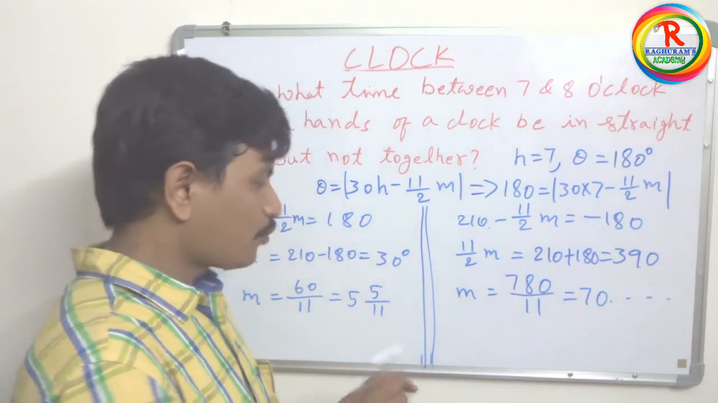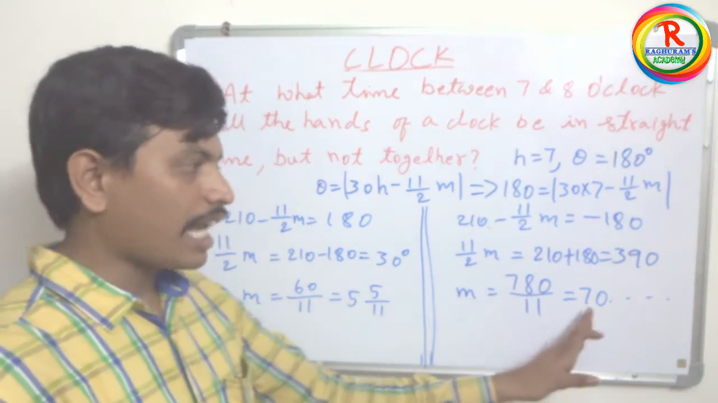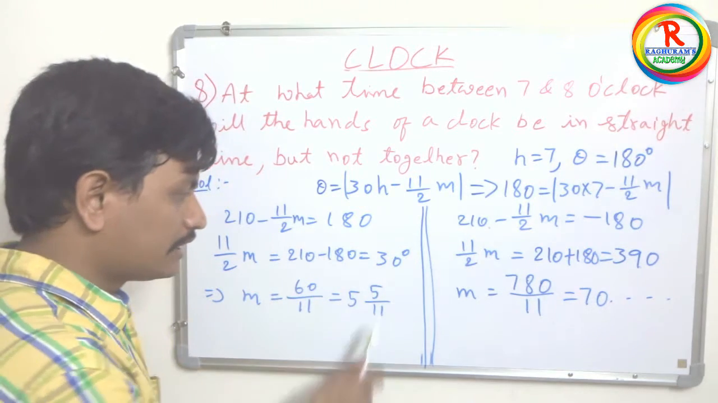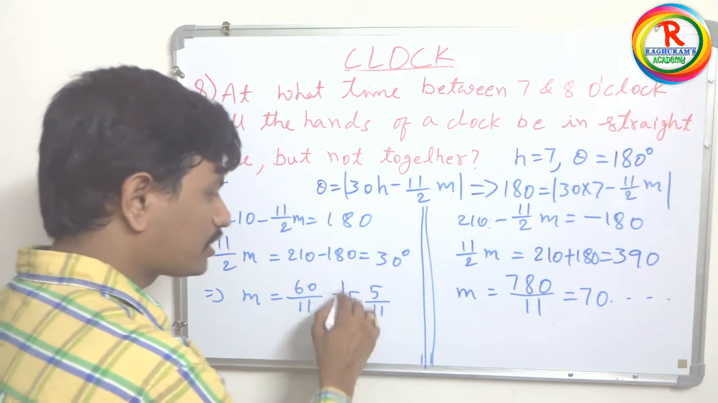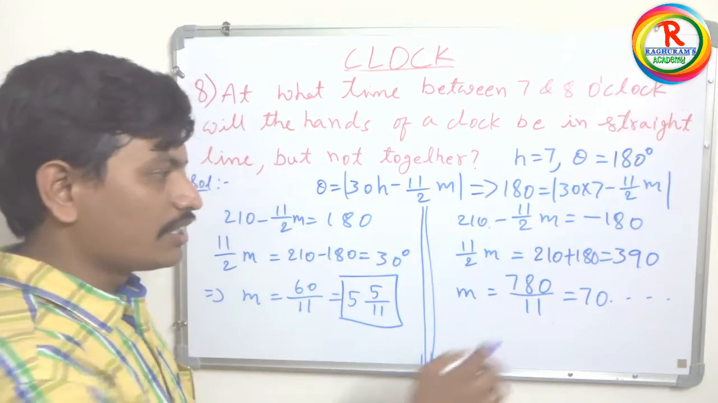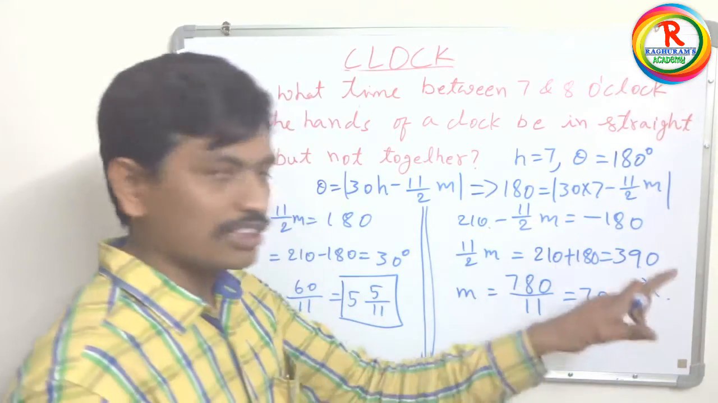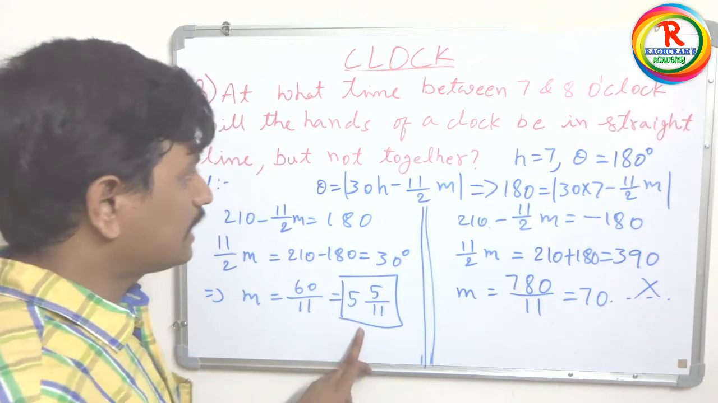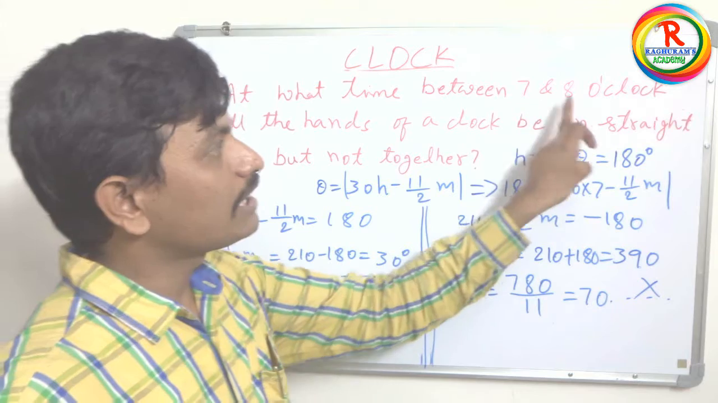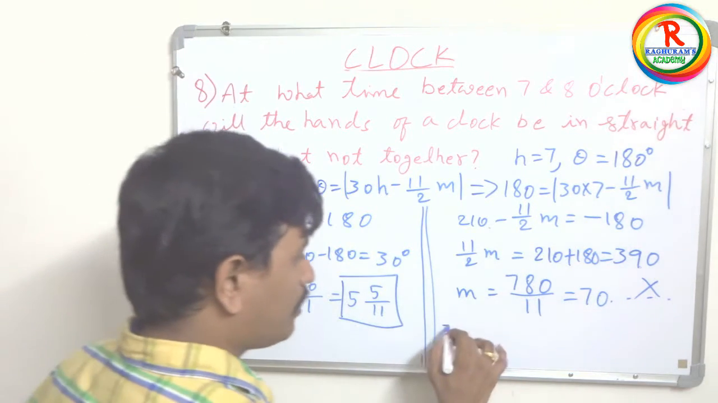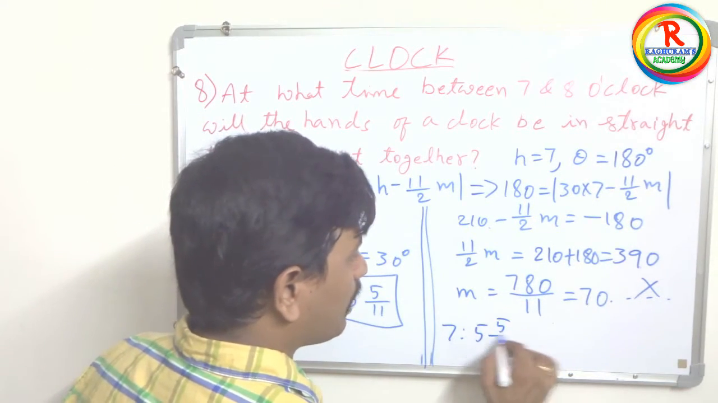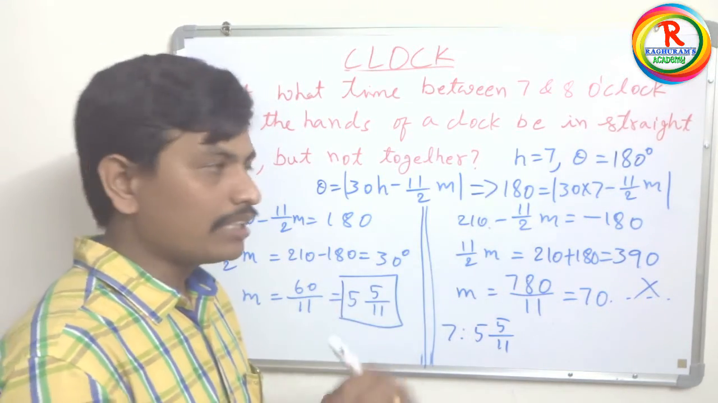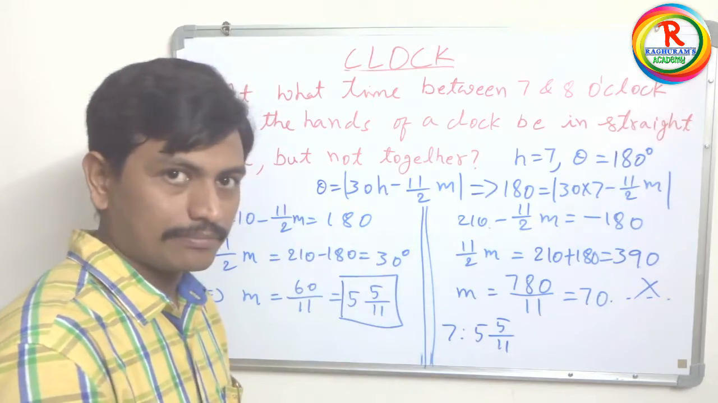So I told you, one of them will be the correct answer. This value is above 60, so we take the value that is between 0 and 59. This value, 5 by 11, is the answer, and the other is not correct. If we get a negative or above 60, we leave that one. So the answer to at what time between 7 and 8 is 7 o'clock 5 by 11 minutes. At this point the hands of the clock will be in opposite sides, 180 degrees.